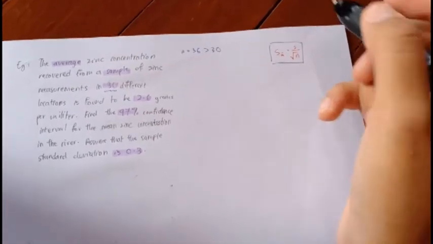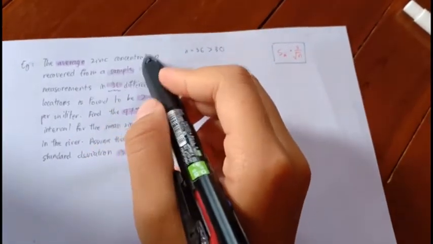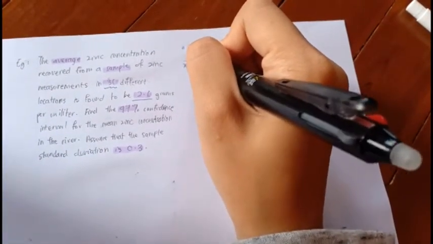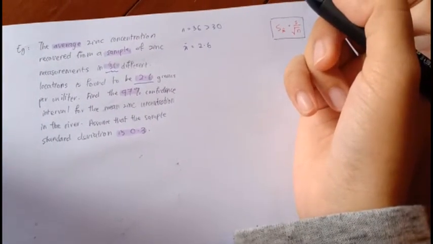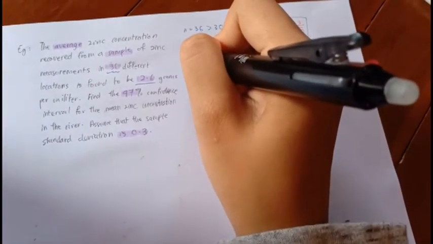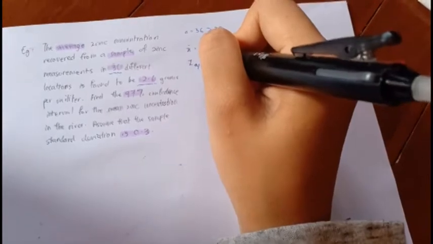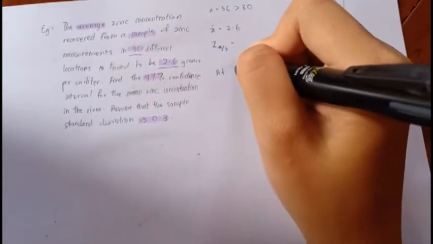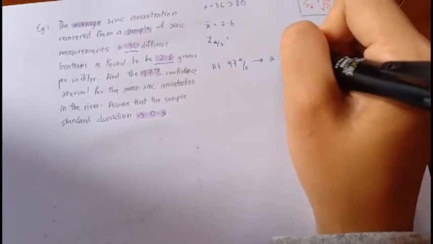First of all, we must take out the important values. The average zinc concentration is 2.6 grams, so the sample mean is 2.6 grams. And then we need to find the value from the Z table. We have to know the coefficient first. At the 97% confidence level, the coefficient will be like this.